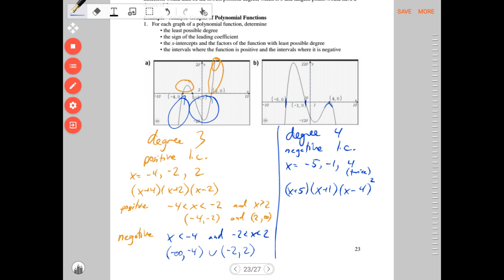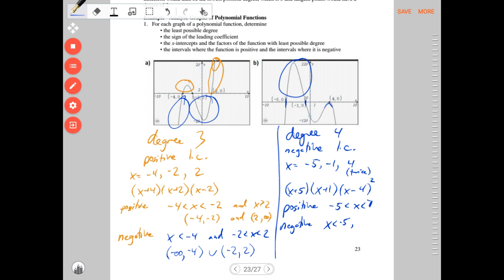Okay, now intervals of positive and negative. Now we're only positive up here, so from -5 to -1, pardon me. So -5 to -1, that's the only time that we're positive. Now we are negative from negative infinity all the way up to -5, so we would say that x is less than -5.